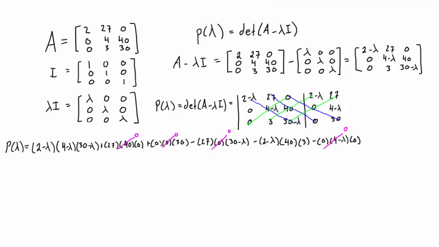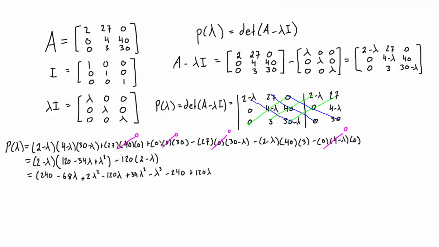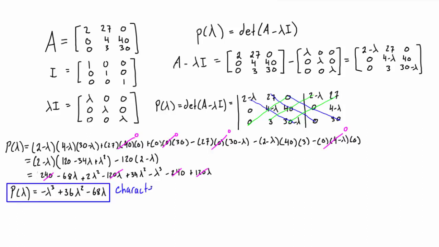So if we take this one step further and simplify the remaining terms, which is just one term here and one term here, we get this, and then we can distribute this last set of brackets. Again, a lot of stuff here cancels out. We have negative 120 lambda and positive 120 lambda, and then negative 240 and positive 240. I opened the bracket there, so I probably should have closed it here, but it doesn't really matter. We can just get rid of those brackets for now. So when we do the final simplification here, we get negative lambda cubed plus 36 lambda squared minus 68 lambda. And this is the characteristic polynomial of A.